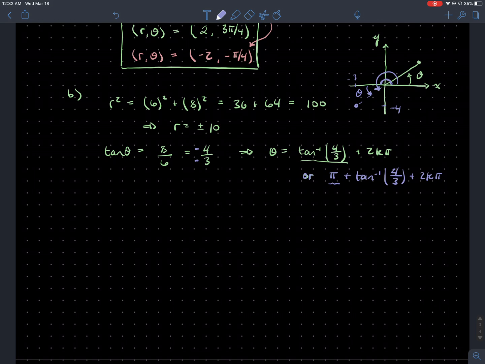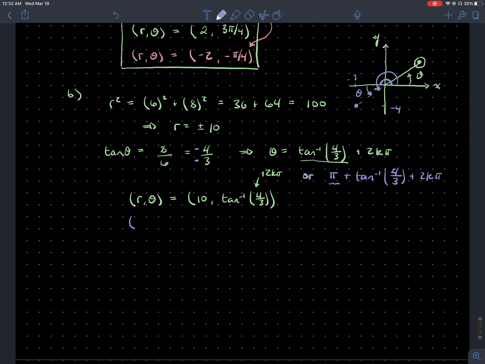Now, ultimately, we can pick our representation. We can say r comma theta is equal to positive 10, and then we rotate it out there so that we get to this point, so we would take tangent inverse of 4 over 3, and remember, we can add some 2k pi to this. Doesn't really matter if we subtract 2 pi or 4 pi or add 6 pi, 8 pi, 10 pi. It's always going to end up at this exact same point, which is our desired point.